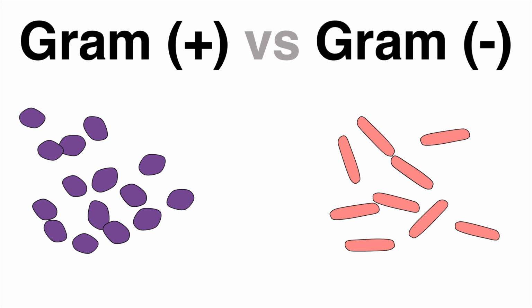Among bacteria, we distinguish between gram-positives and gram-negatives. This classification is based on a staining technique. Today, we show the difference between those two types.